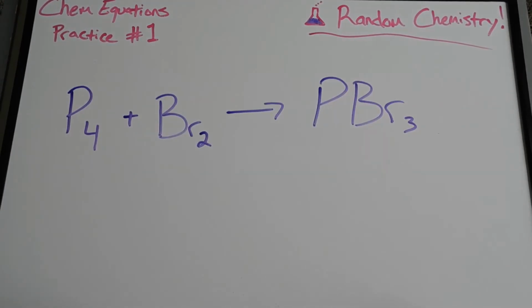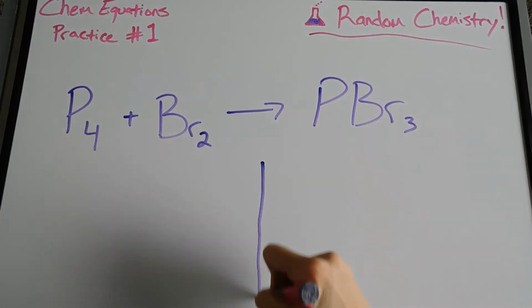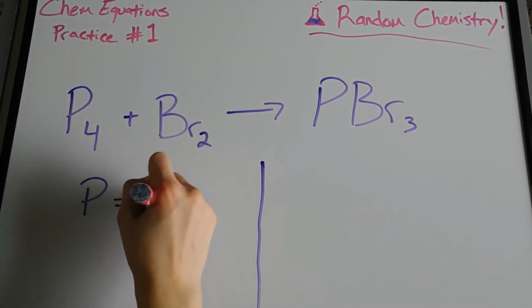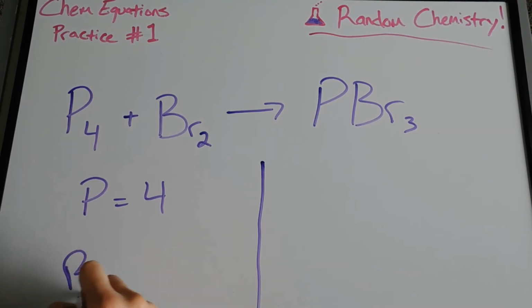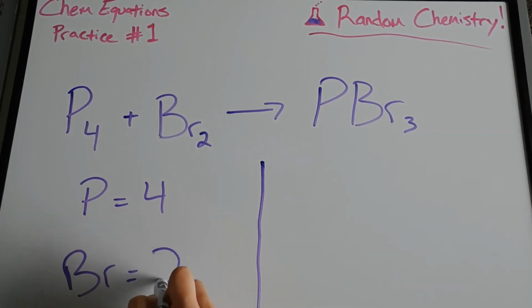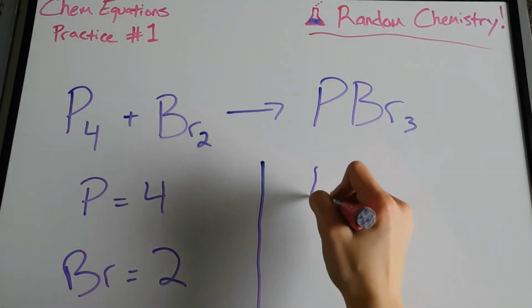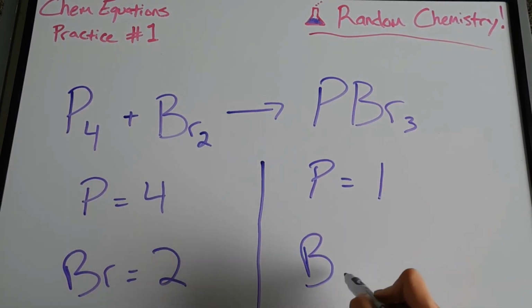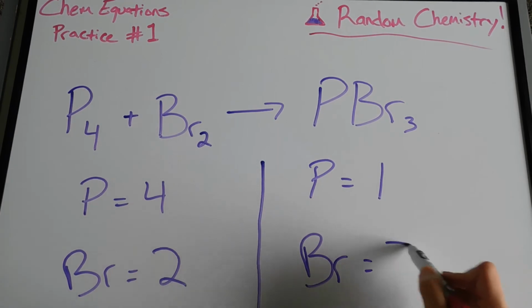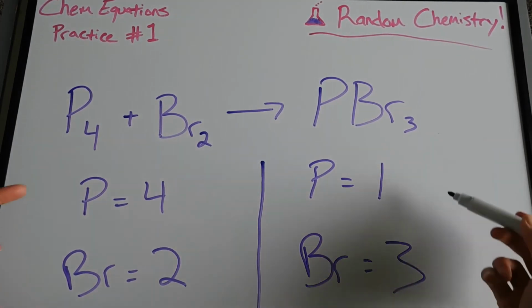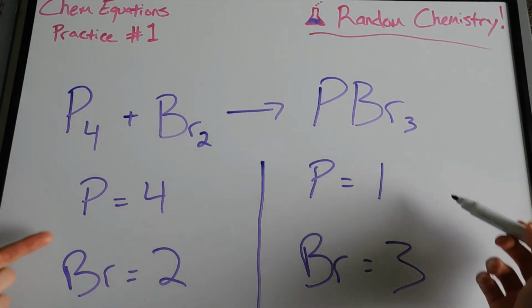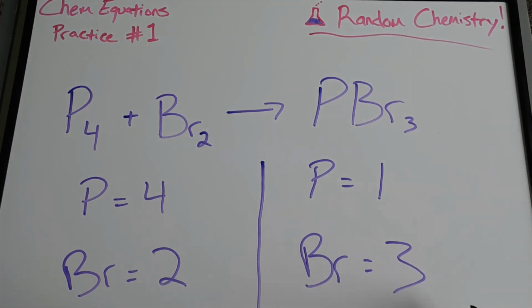Alright, here's our third chemical equation. Draw our line, account for our atoms. 4 phosphorus, 2 bromine. 1 phosphorus, 3 bromine. Now neither side is balanced, so you get to pick and choose. You get to decide, do you want to start with the phosphorus or do you want to start with the bromine? I'm going to start with the phosphorus.